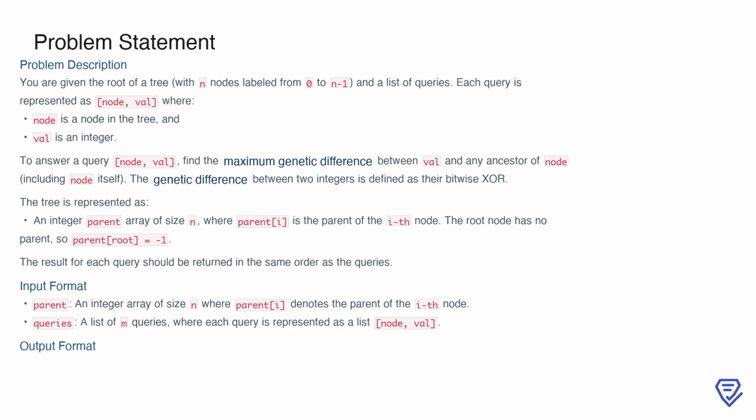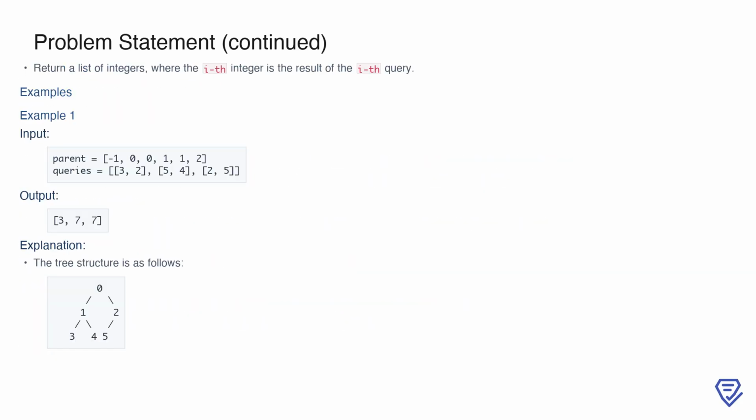Now, the genetic difference is calculated using the bitwise XOR operation between two integers. The tree is described using a parent array, where each element indicates the parent of the corresponding node. The root node has no parent, so its value in the array is -1. Finally, the result for each query should be returned in the same order as the input queries. The output of the problem is a list of integers, where each integer corresponds to the maximum genetic difference for a specific query. Let's look at an example to understand this better.